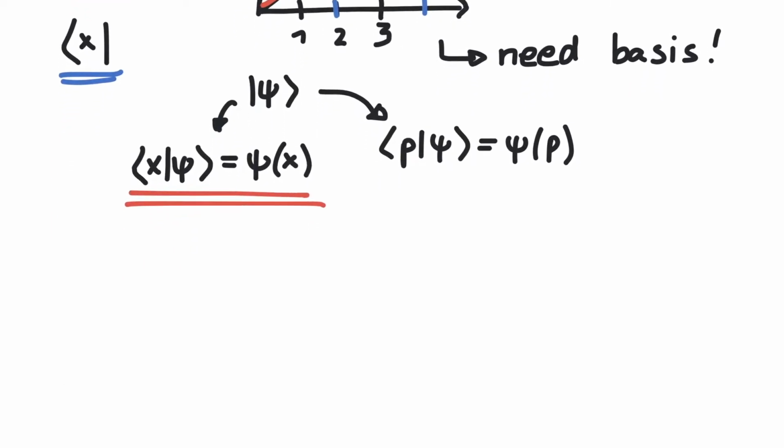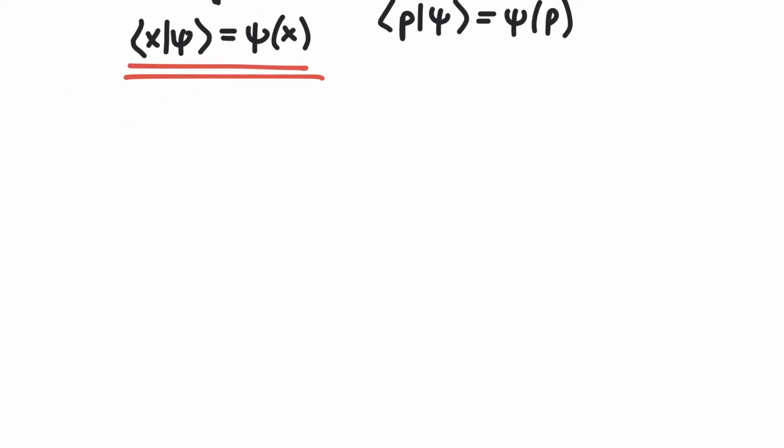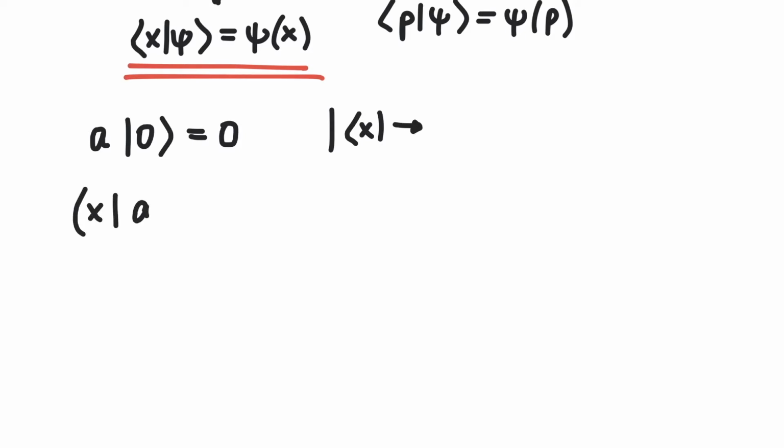We will start with the equation that helped us define our ground state in the first place, and that is applying a onto our ground state should give 0. We can now multiply the bra ⟨x| from the left to this equation. This gives ⟨x|a|0⟩, and this again is 0.